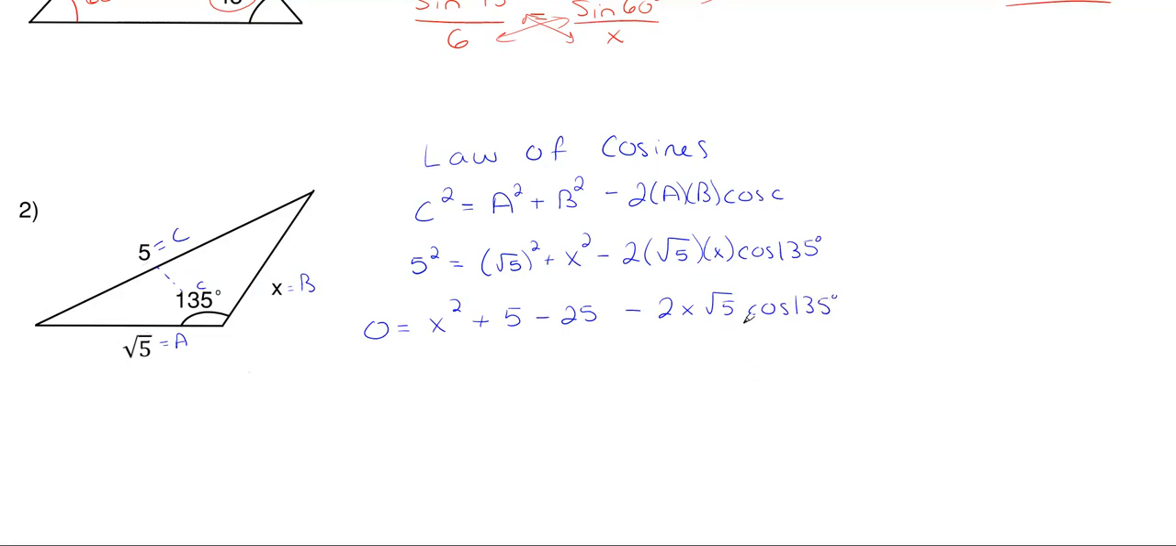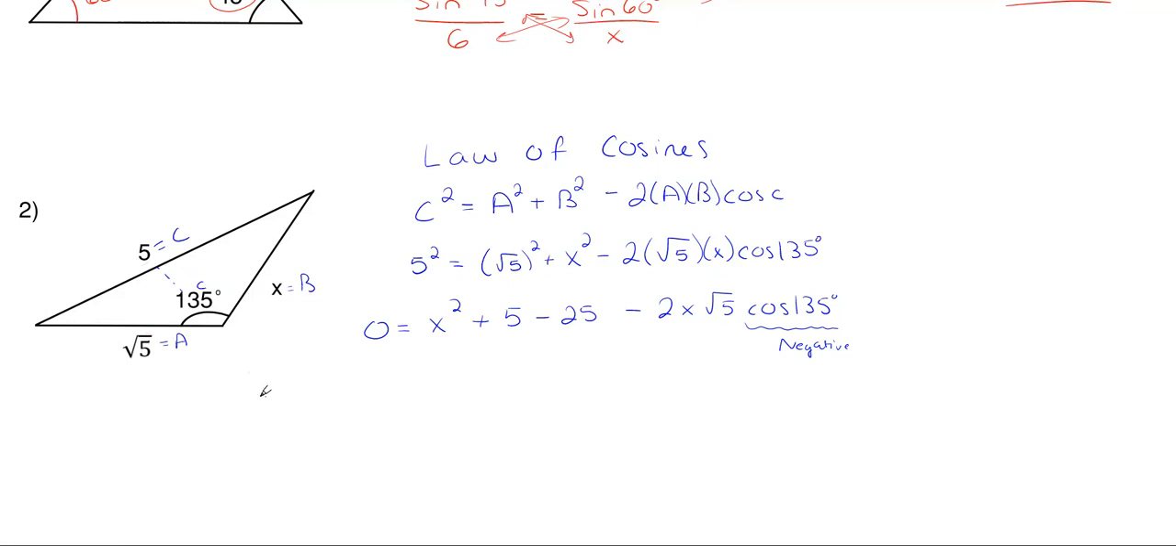Now, keeping in mind this portion right here, cosine of 135 is going to be negative when you plug it in. And you also have a minus sign over here. So it's going to turn this into a positive. And then I'm just going to take this entire expression of 2 times the square root of 5 times the cosine of 135, and I'm just going to turn it into an exact number.